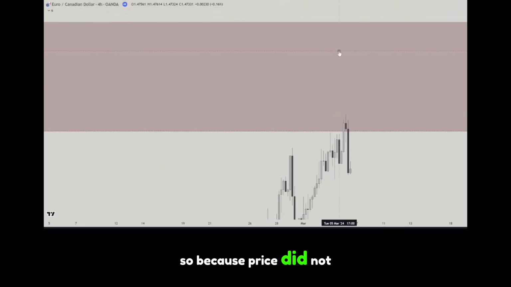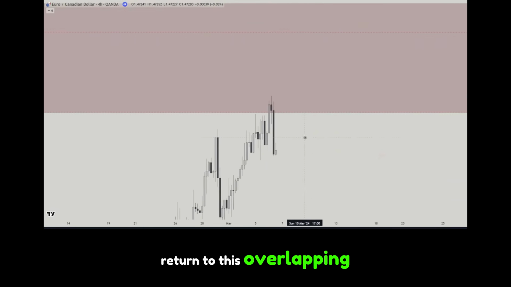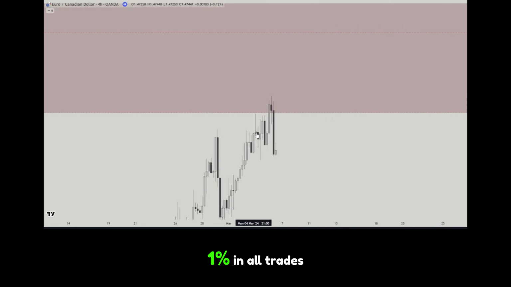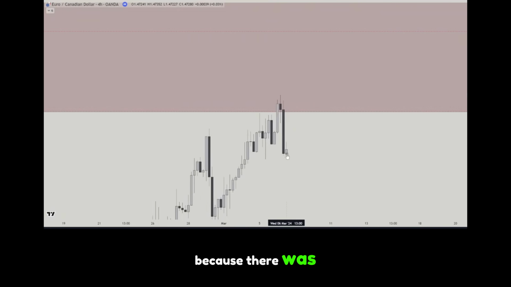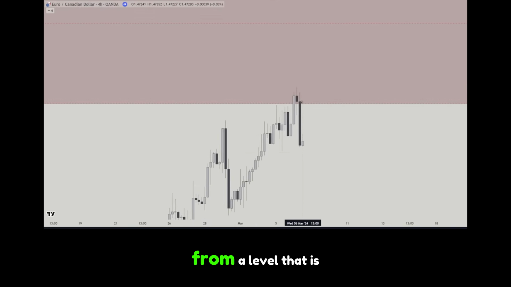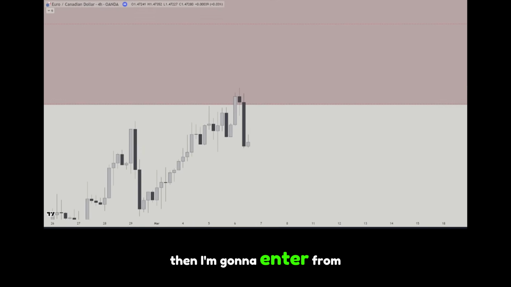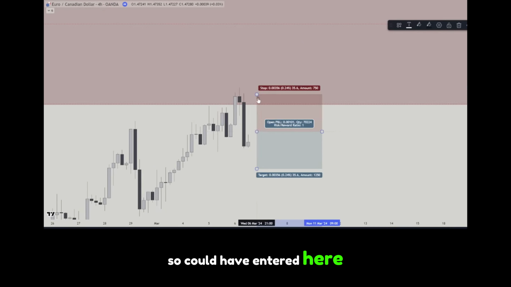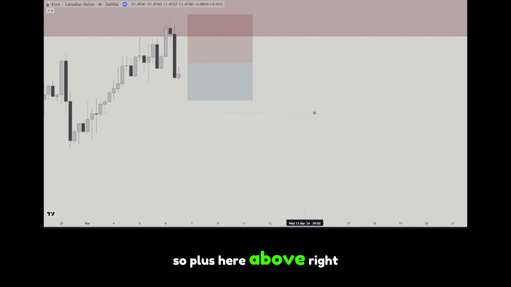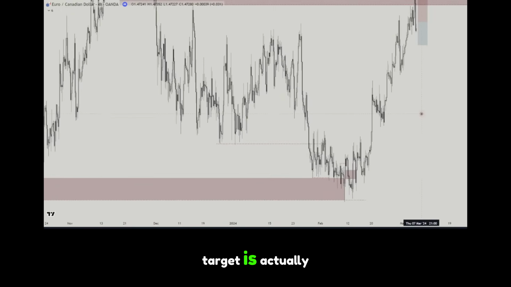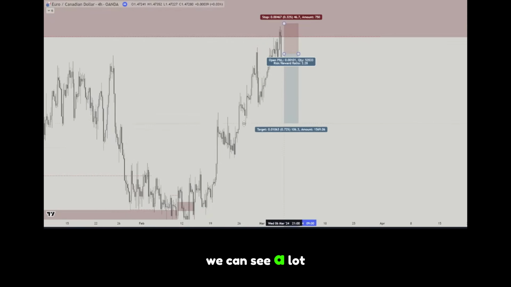So because price did not return to this overlapping, what I could do is enter 0.5%. So let's say I'm risking 1% in all trades. I'll risk 0.5% on this. And if price decided to go there, I'm going to enter. But just because this is a very clear change in delivery, very clear market structure shift and a fair value gap from a level that is good, then I'm going to enter from here. So I've entered here, close here, above.